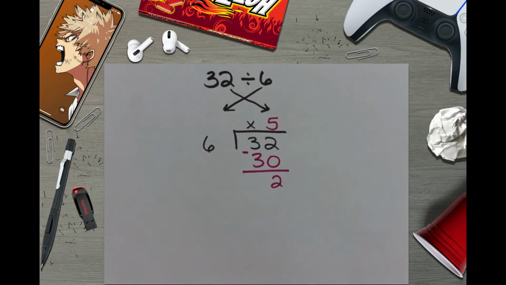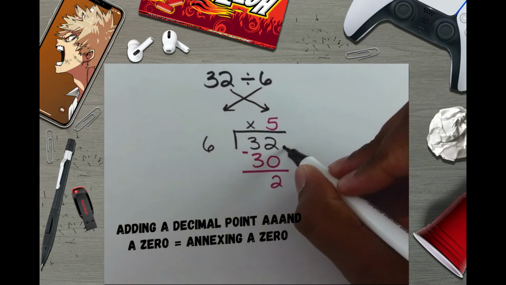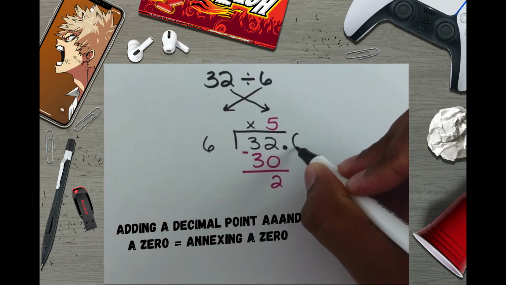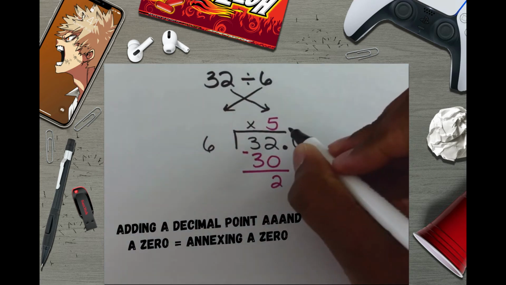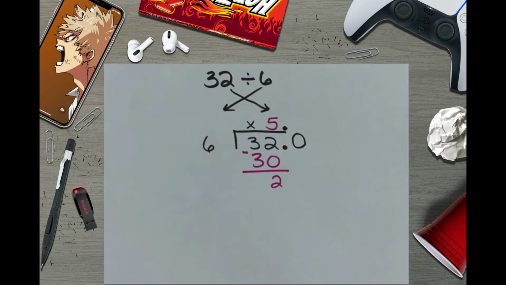We're annexing a 0. So since 6 can't go into 2, I have to put a decimal point, and then put a 0, and then bring that decimal point up. It's good to bring the decimal point up so you don't forget it in your answer and mess your answer up. You don't want messed up answers. So now, from there, we bring down our 0.